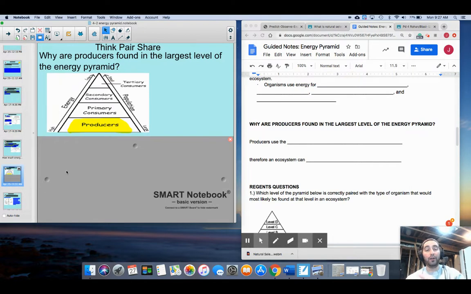All right, so I would like each and every one of you to think to yourself, just a brainstorm. Think about the question of why are producers found in the largest level of the energy pyramid. So why are producers, which are the first level on the bottom, found in the largest level of the energy pyramid? Think about what a producer might be or consist of. Take a few seconds to think about that.